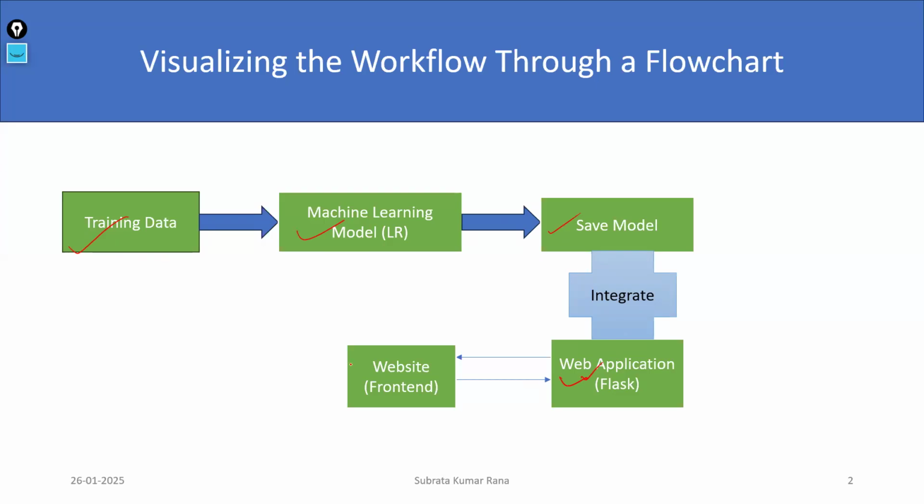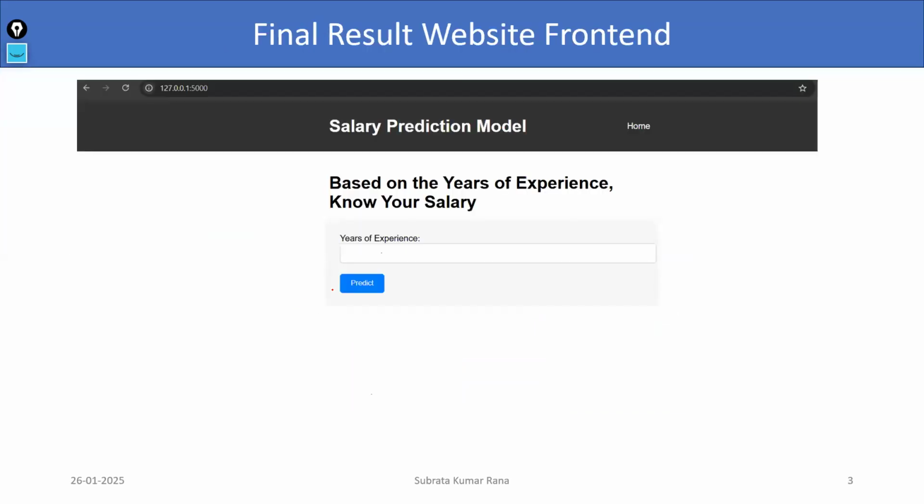Then create one URL, the front end website, where we can see how the model is performing. So the final result will be something like this. We'll provide some input here, then we'll click the prediction button and we'll see the result. It will predict.